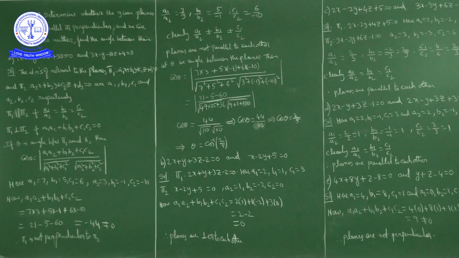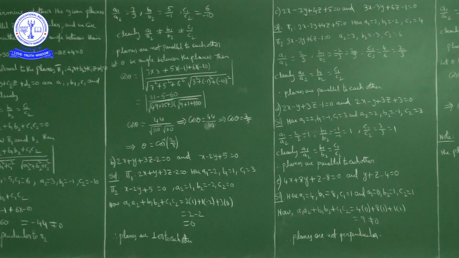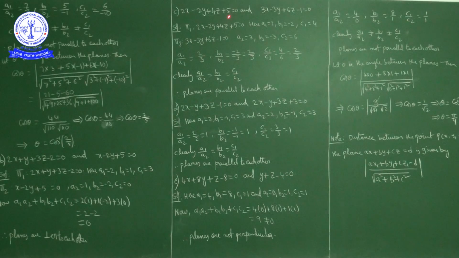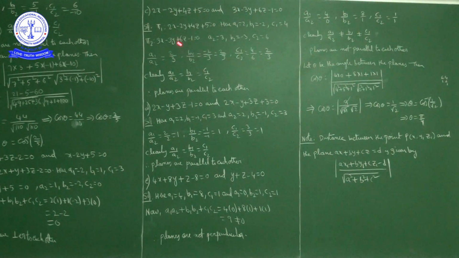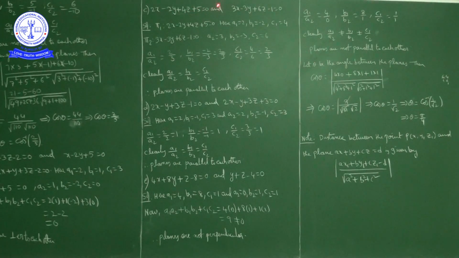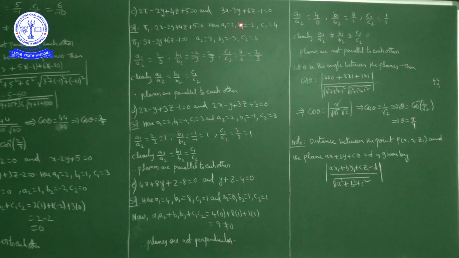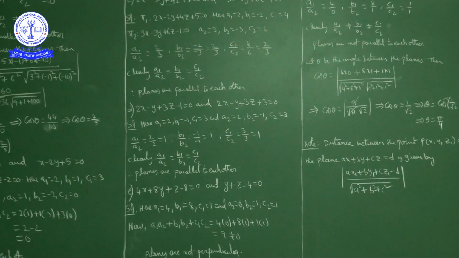Okay. The next question, third one: 2x minus 2y plus 4z plus 5 equal to 0. One plane equation is 2x minus 2y plus 4z plus 5 is equal to 0, and another plane equation is 3x minus 3y plus 6z minus 1 is equal to 0. These are the two given plane equations.